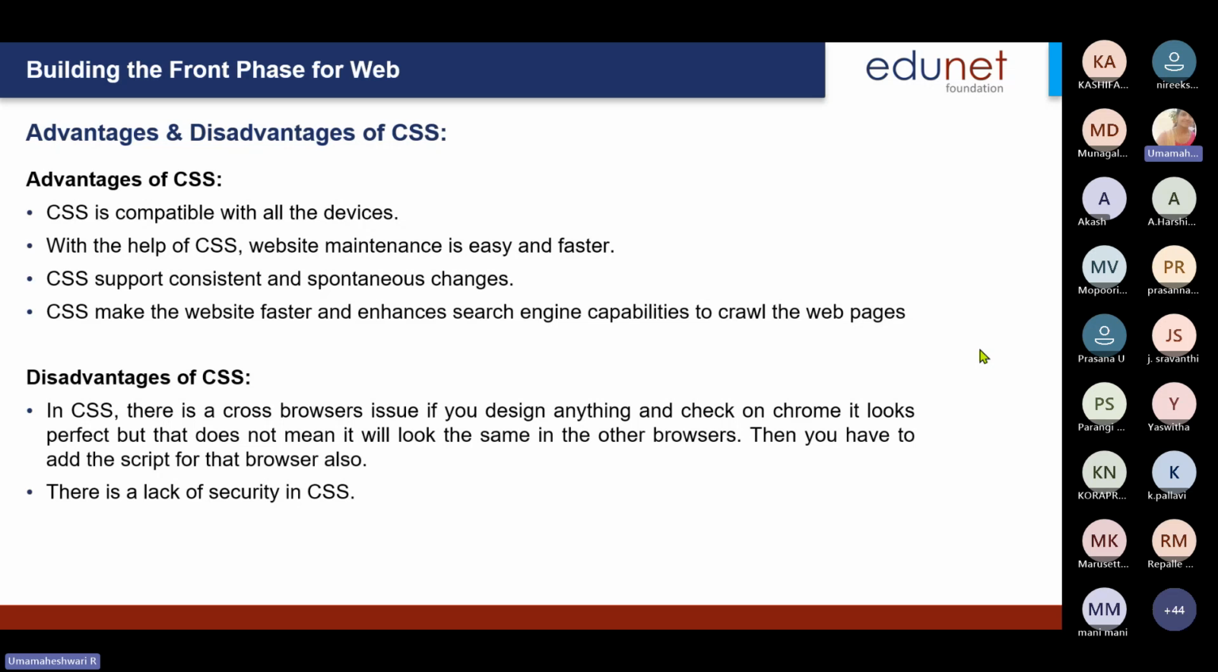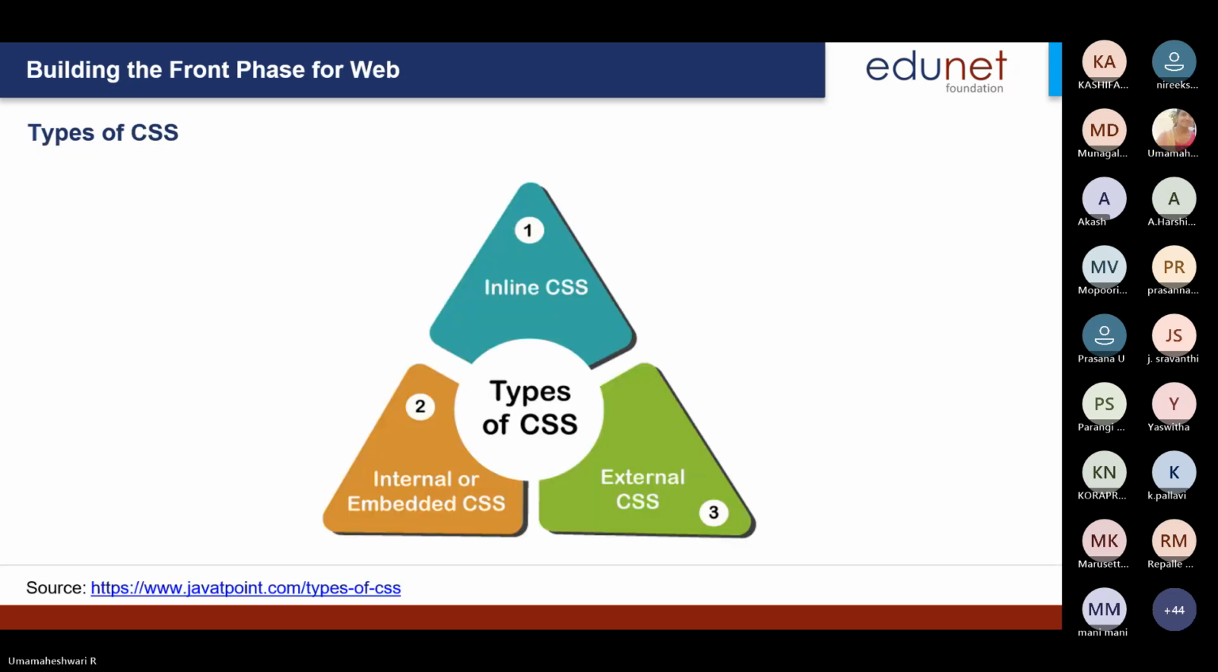And disadvantages of CSS. In CSS, there is a cross browser issue. If you design anything and check it on Chrome, it looks perfect, but that does not mean it will look the same in other browsers. So that may vary. Then you have to add a script for that browser also. There is a lack of security in CSS. And what are the types of CSS?